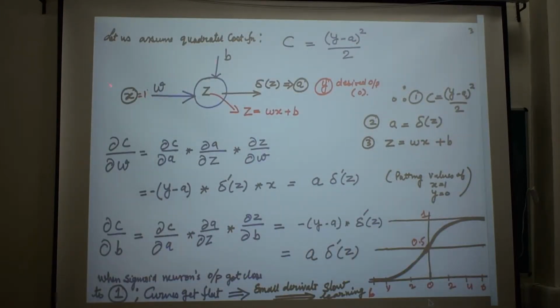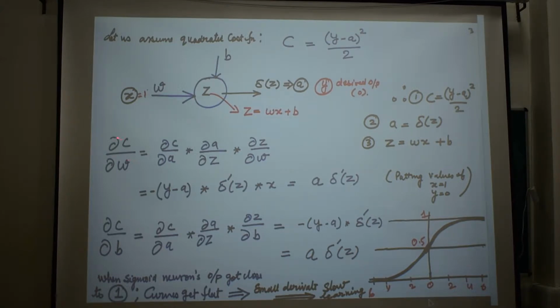So this is the whole scenario for you, and we have seen that C is equal to (Y minus A) whole square divided by 2. Y is the actual, desired output, and A is the output of this neuron. That is why, on differentiating, this 2 will be eliminated. A is equal to sigma of Z, because X is going in, and this is the B. So Z is equal to Wx plus B, Y is the desired output, and A is the actual output that you are getting. So these are the three equations.